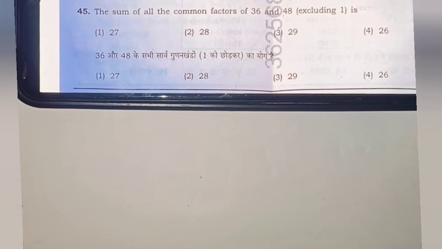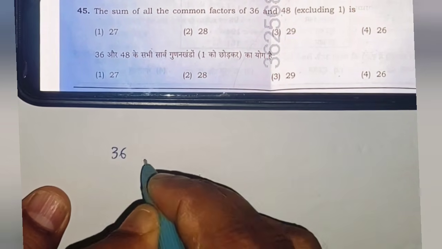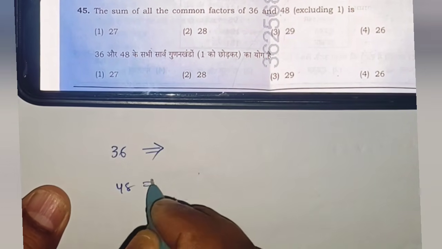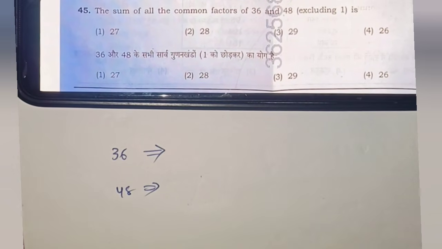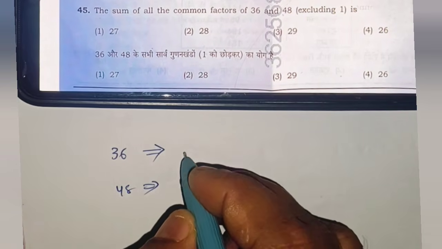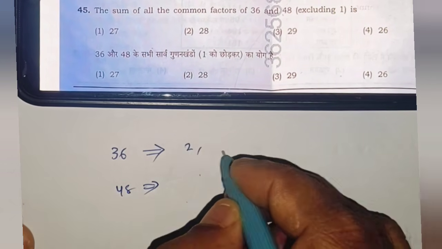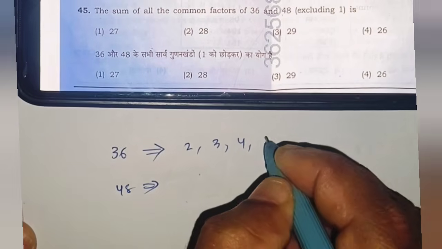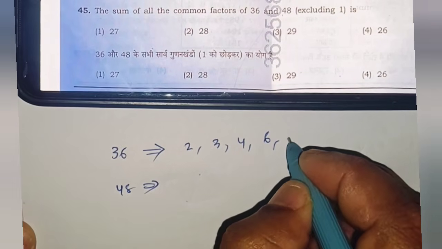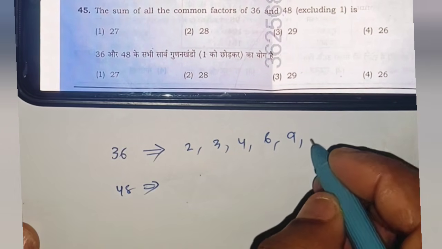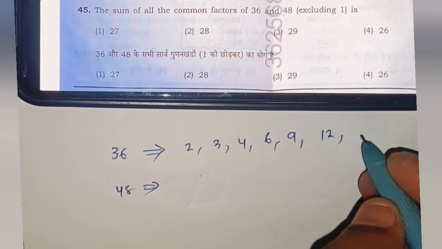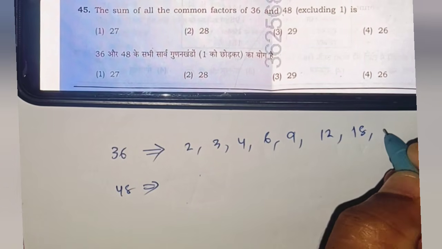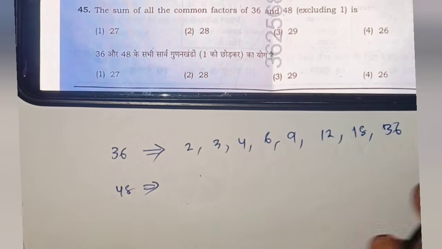Sum of the common factors of 36 and 48. First find the factors of each number separately, but excluding 1, we need to exclude 1. We need to find the sum of all common factors. 2 is a factor of this number. So 3, 4, 6, 9, 12, 18, 36. These are the factors of 36.